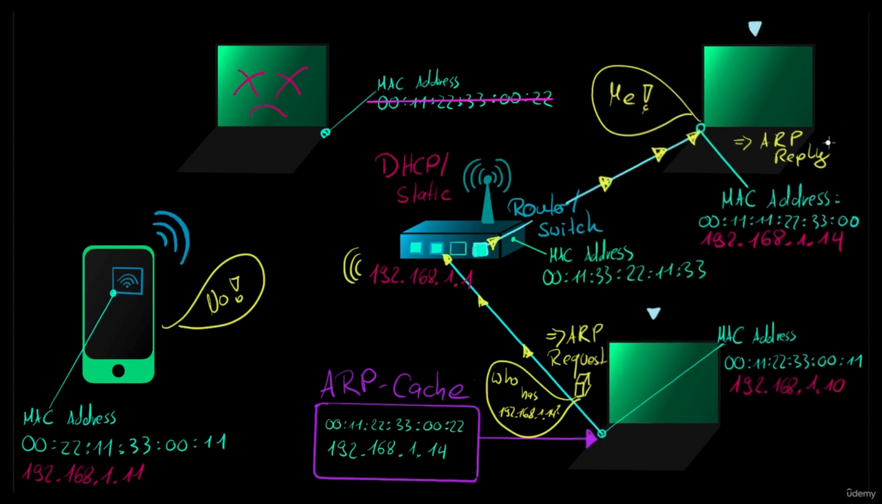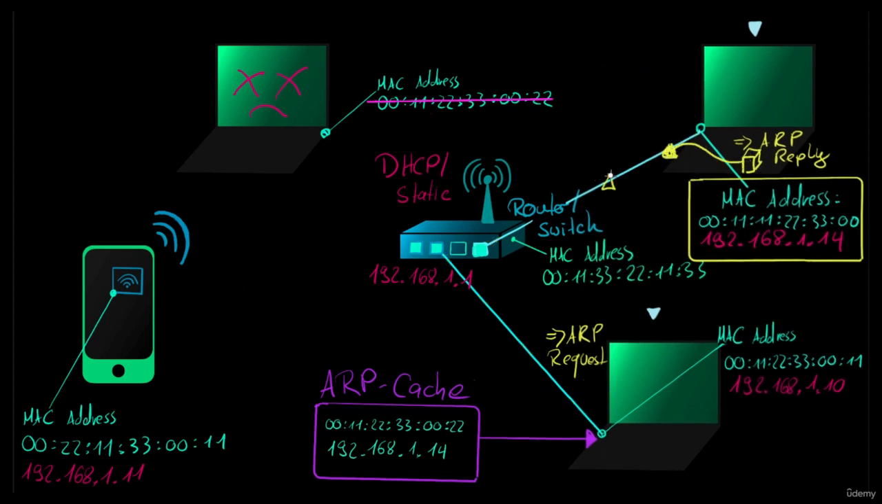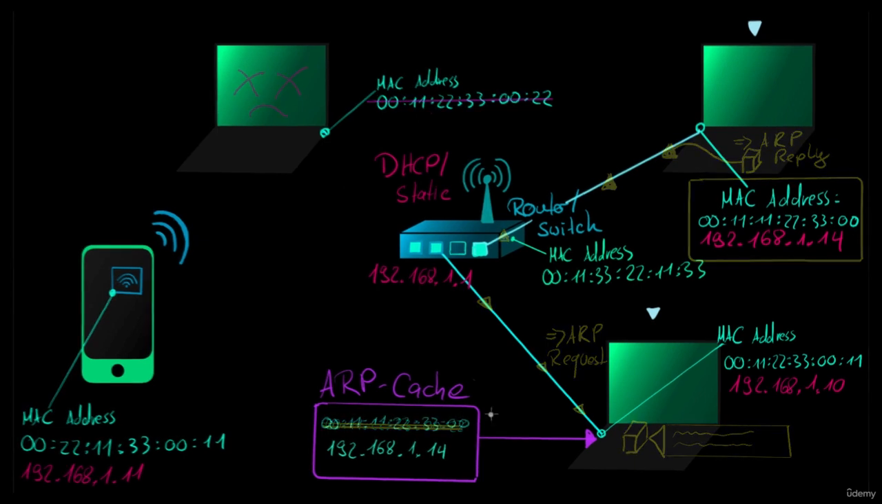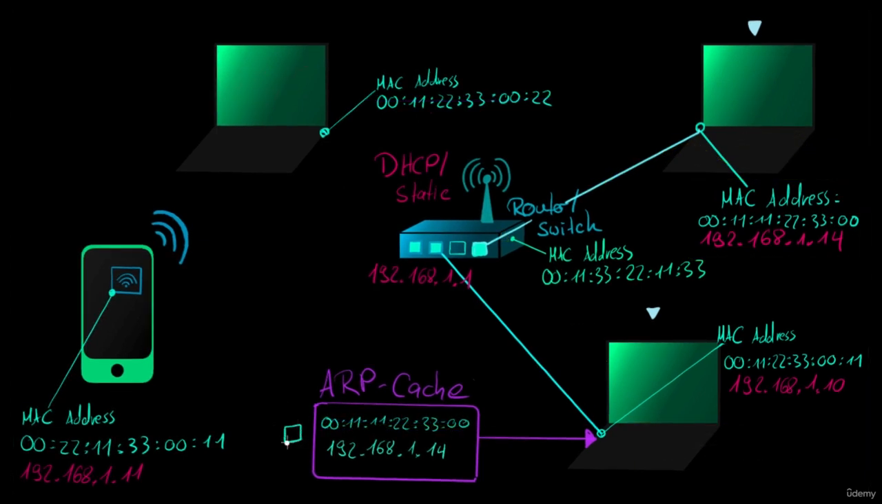So client C is responding with an ARP reply package. And this one now contains the IP address and also the new MAC address of the client right now. This package will be sent to client A. Client A receives this package and also updates its internal ARP cache. So the old MAC address will be deleted and the new one will be inserted. And this is how an ARP cache gets updated.